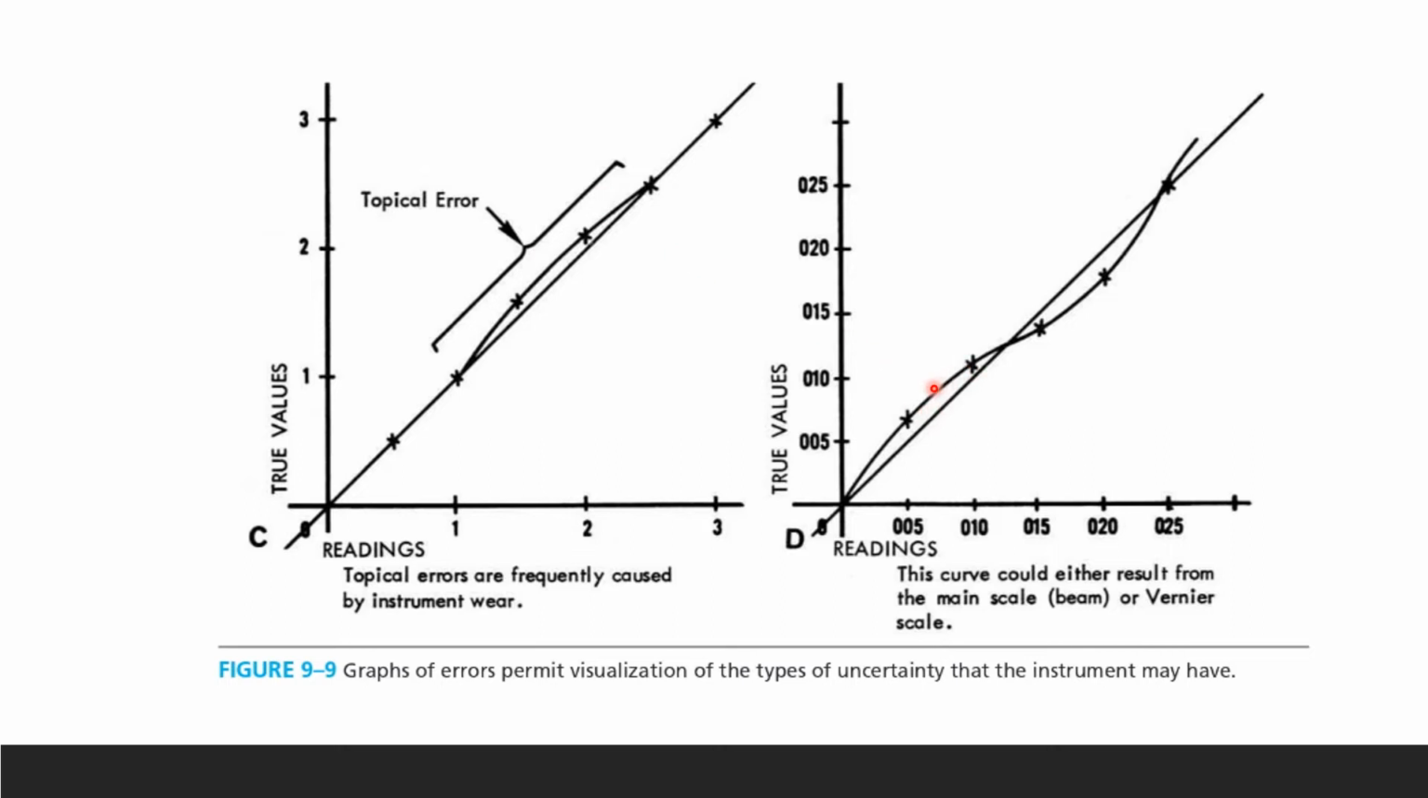Now the next one: true value, and then you have your readings, and it's going like a little S curve. Here your data are not on the instrument line, only one of them is slightly on the line. So this curve results from either the main scale error, the beam, or your vernier scale error right there.